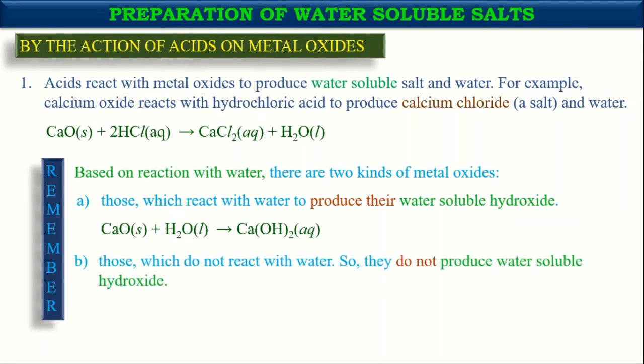Number two, those which do not react with water, so they do not produce water-soluble hydroxide. For example, most of the transition metal oxides and the metals from group 3, 4, 5, 6 and 7 do not react with water.